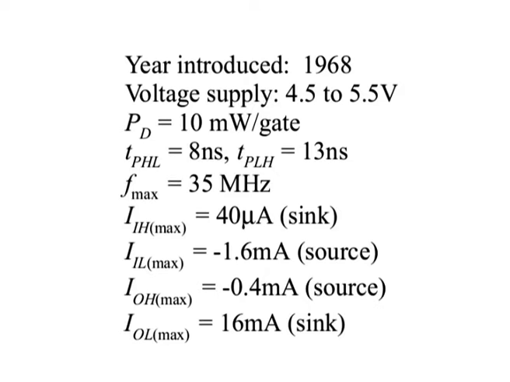TPHL is equal to 8 nanoseconds. TPLH is equal to 13 nanoseconds. F maximum is equal to 35 megahertz. IIH maximum is equal to 40 microampere at sink. IIL maximum is equal to minus 1.6 milliampere at source. IOH maximum is equal to minus 0.4 milliamperes at source and IOL maximum is equal to 16 milliamperes at sink.